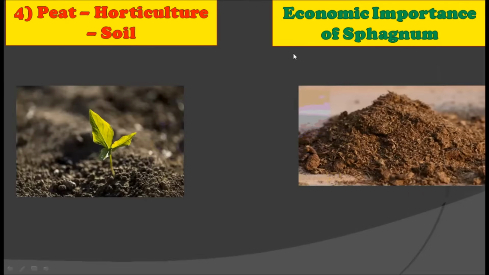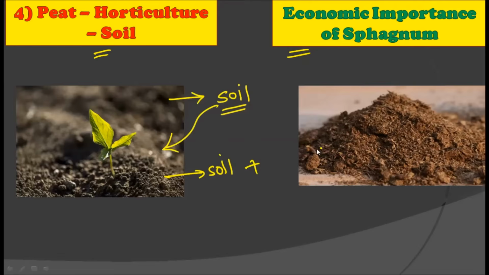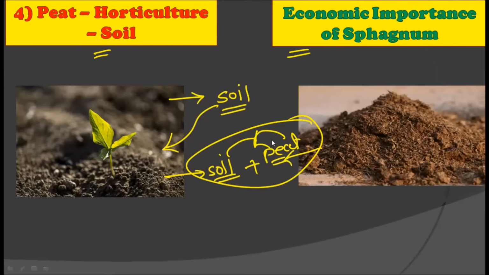Now the next economic importance of the sphagnum is that its peat is used in horticulture. As you know, in order to grow plants in horticulture, the primary need is good soil. When we use normal soil, plants tend to grow at a very steady rate. But what is important here is that when you mix the natural soil with the peat, the plant growing capacity of this particular soil, which has a mixture of soil plus peat, is greatly enhanced.